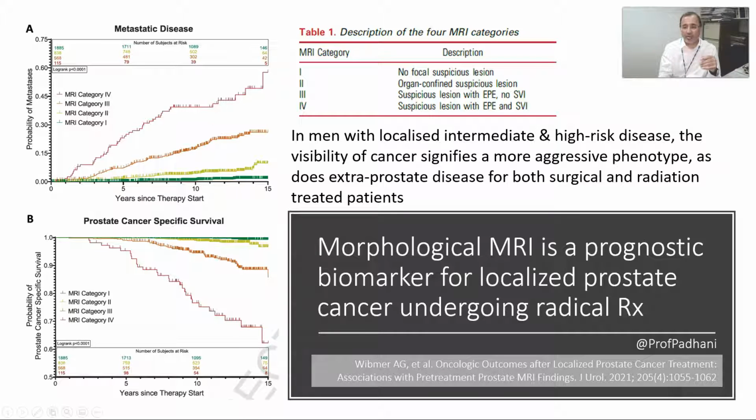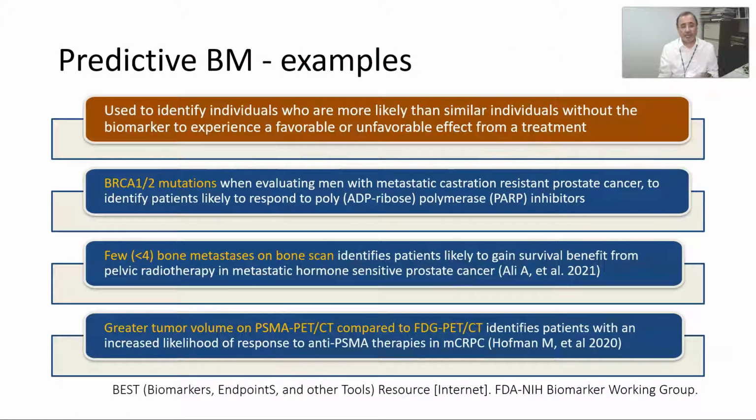So if you see no focal abnormality, the probability of a metastasis over 15 years is very, very low, and the prostate cancer-specific survival is almost zero. Whereas if you have a suspicious lesion which is invading the seminal vesicles and causing extraprostatic disease, then over time you can see that a lot of these patients pass away. In other words, this marker is acting as a prognostic marker.